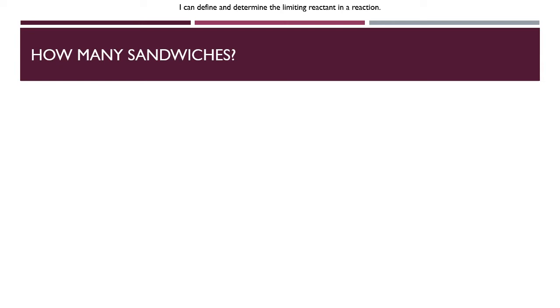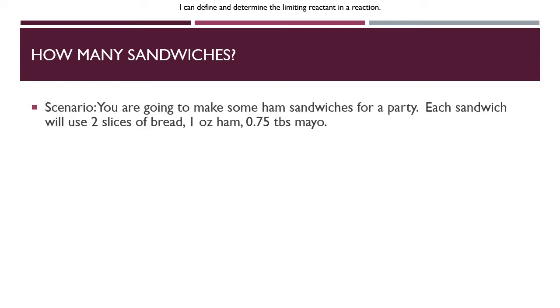So let's look at a scenario that will help us understand the idea of limiting reactants in chemical reactions. The question is, how many sandwiches? Kind of seems like an odd question to ask, but I want you to consider this scenario. You're going to make some ham sandwiches for a party. Each sandwich will use 2 slices of bread, 1 ounce of ham, and 0.75 tablespoons of mayonnaise.